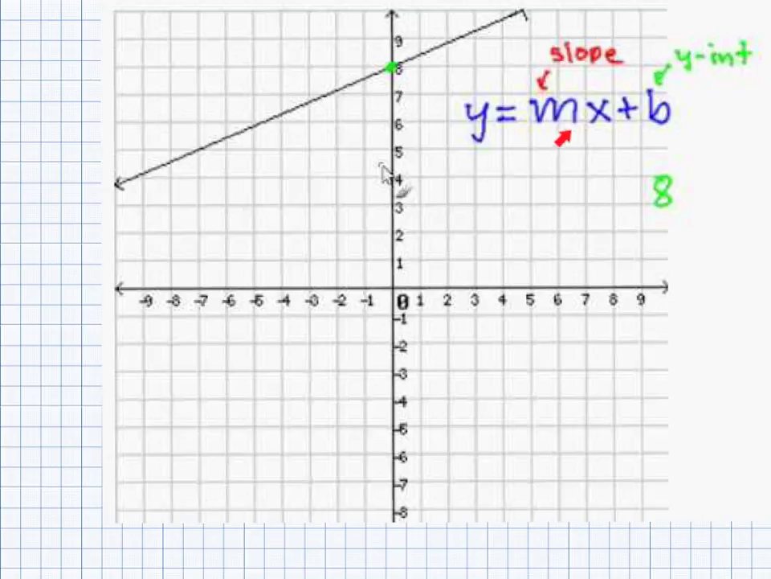So this is the y equals mx plus b. The m is the slope. The b is the y-intercept where it crosses the y-axis. So the y is where it crosses the sky, because the y goes to the sky.